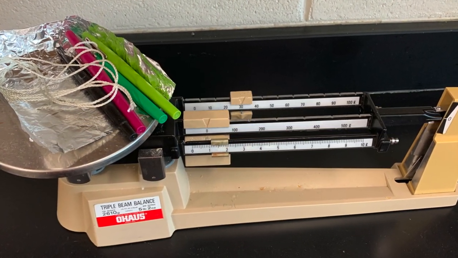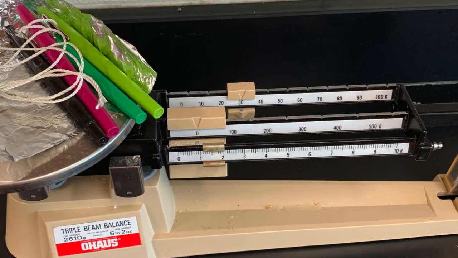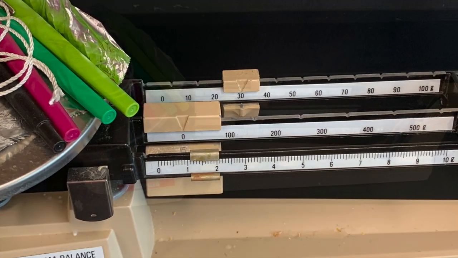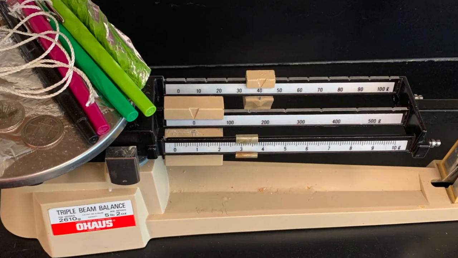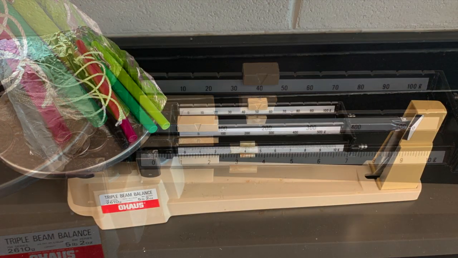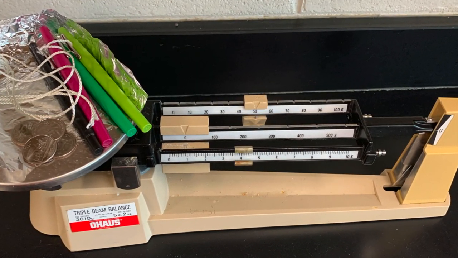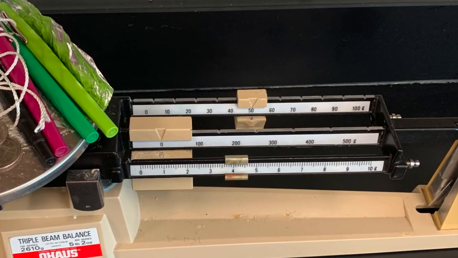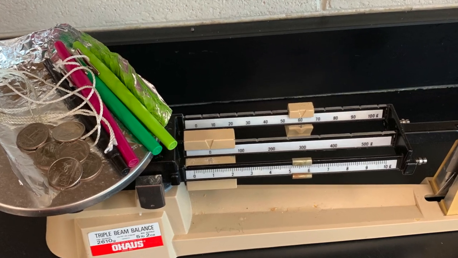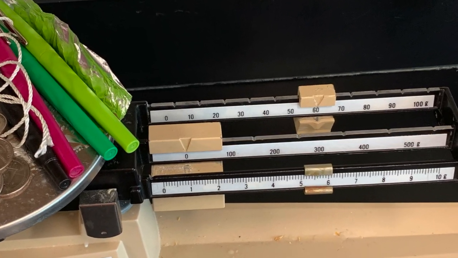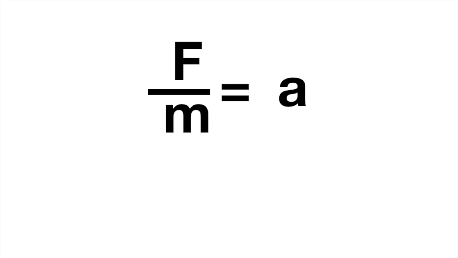Use these images to record the mass of the sled empty and then each of the trials with the varying amounts of coins. Knowing the force generated by the pens and the mass of the sled gives you enough information to calculate the acceleration on the sled in meters per second squared.